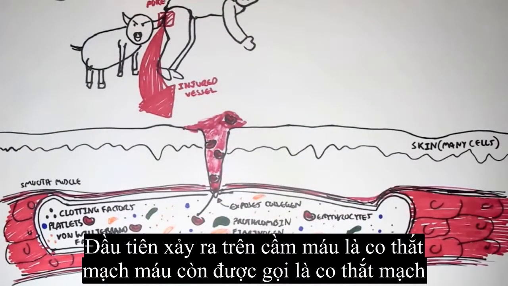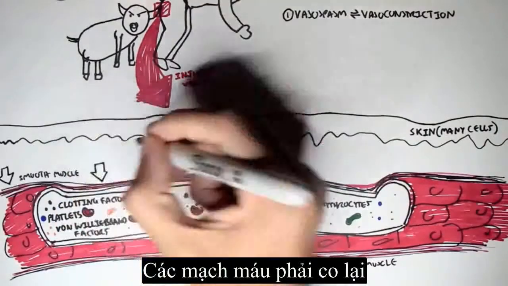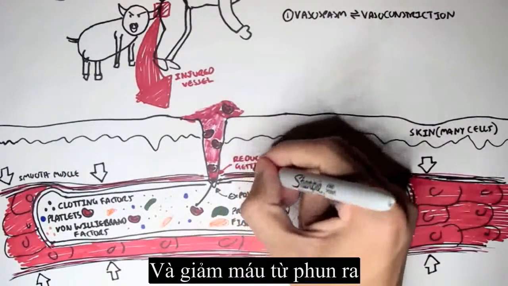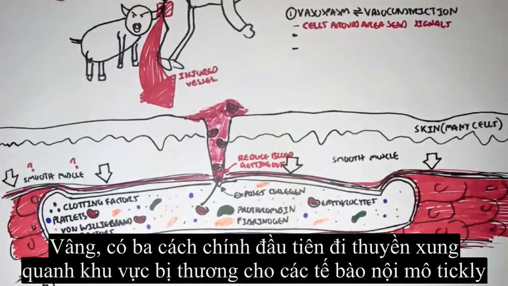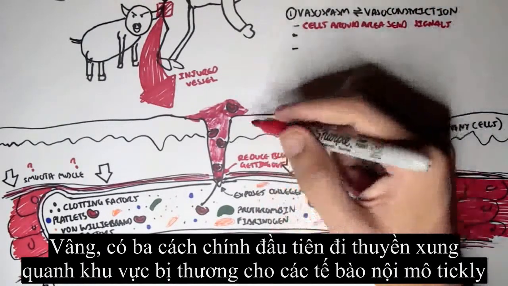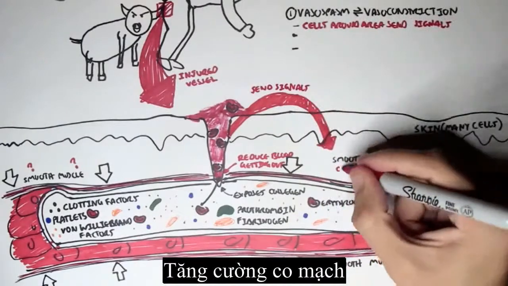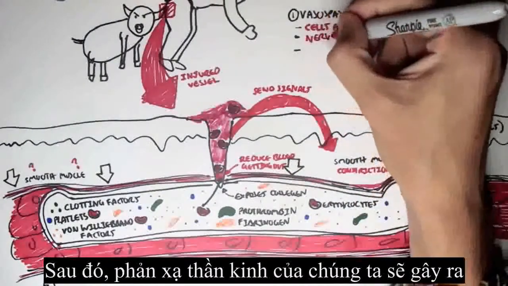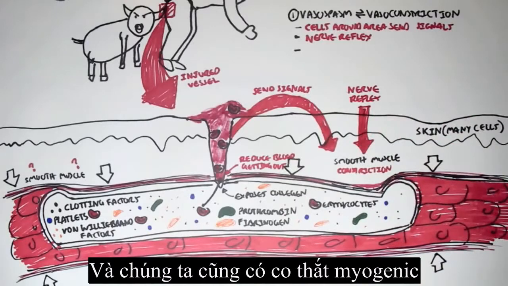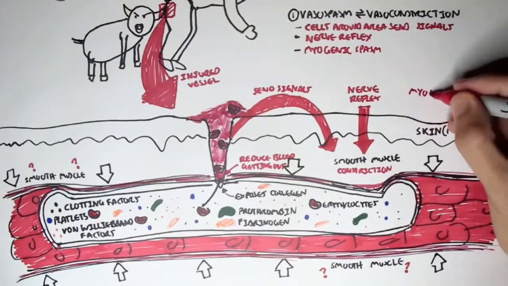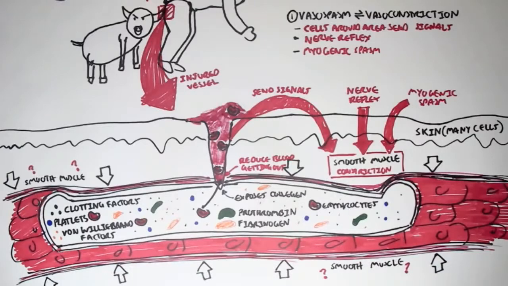So now, what first happens in hemostasis is vasospasm, also known as vasoconstriction. The blood vessels have to contract in order to reduce blood from gushing out. But how do the smooth muscles know when to contract? Well, there are three main ways. Firstly, cells around the injured area, particularly the endothelial cells, will begin secreting signals telling the smooth muscles to contract, enhancing vasoconstriction. Then our own nerve reflexes will cause the smooth muscles to contract, further enhancing vasoconstriction. And also we have myogenic spasm, which causes the smooth muscles to contract, and so the blood vessels to contract. So all these three ways enhance vasoconstriction to reduce blood flow.